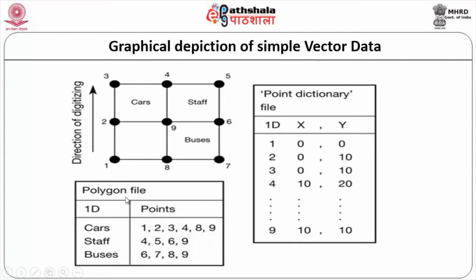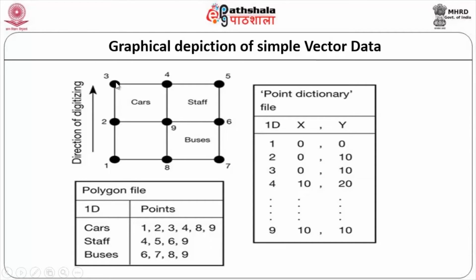And this polygon file, you have an ID, and that ID has to tell you the car, this is for the staff, and this is the buses. So, you can also have any other ID. So, what we will do is that cars are normally represented say points 1, 2, 3, 4, 8 and 9. You can see here 1, 2, 3, 4, 9 and 8 or 8 and 9. So, this is your car aspect. Then the staff part of it, we have 4, 5, 6 and 9. When it comes to buses, 6, 7, 8 and 9, and it just closes here.